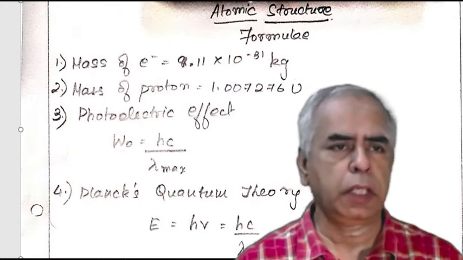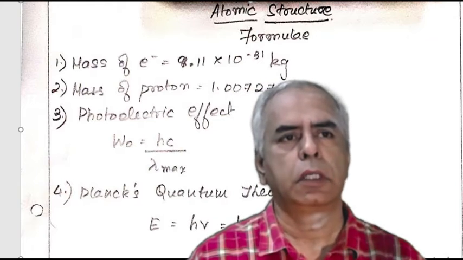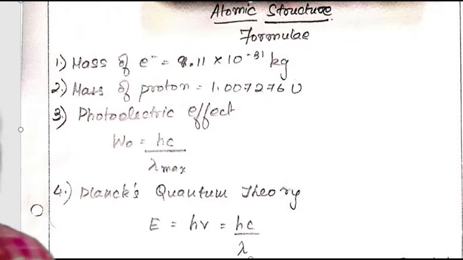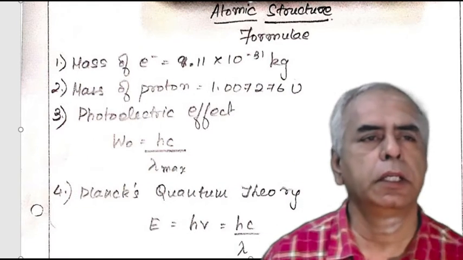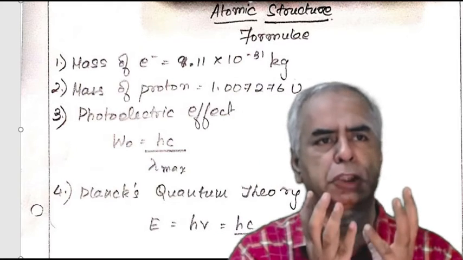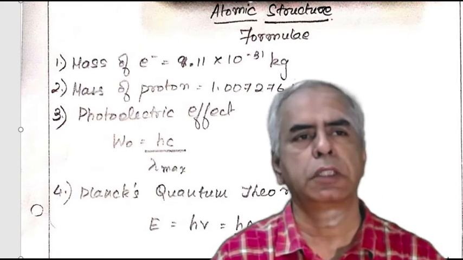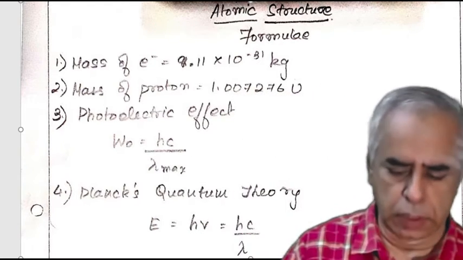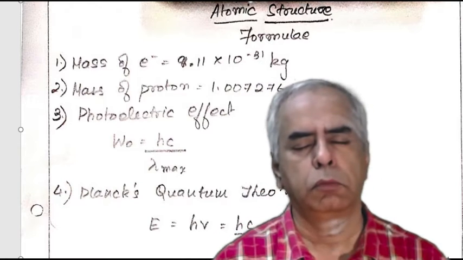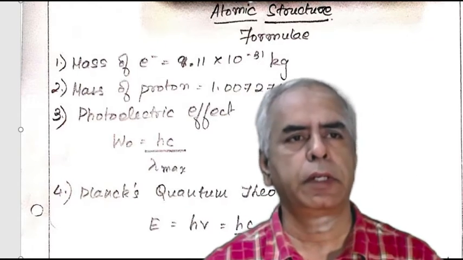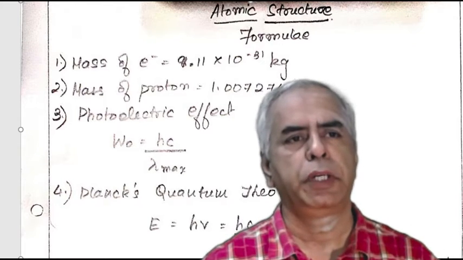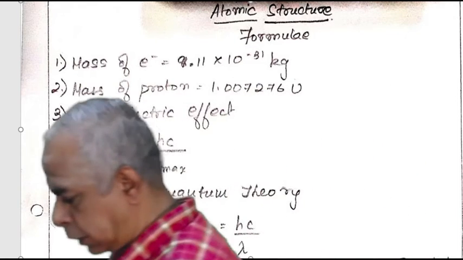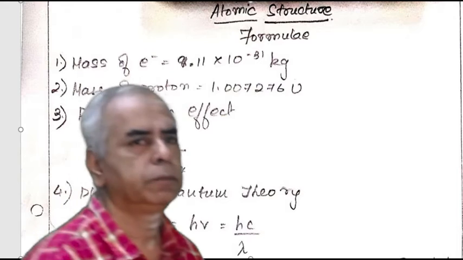Thereby, Einstein was able to find out an important equation based on the photoelectric effect. It is given as: the work function, that is the energy required in this case, is equal to hc divided by lambda max, where h is the Planck's constant and c is the speed of light. Speed of light is 3 into 10 power 8 meter per second, and lambda max is the maximum wavelength.